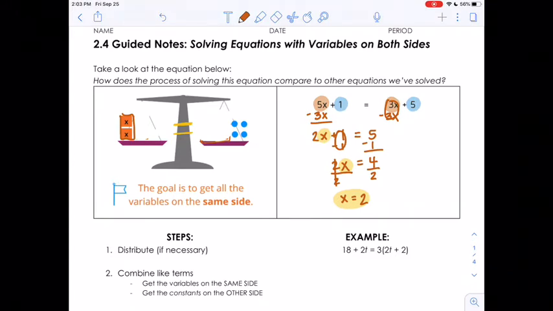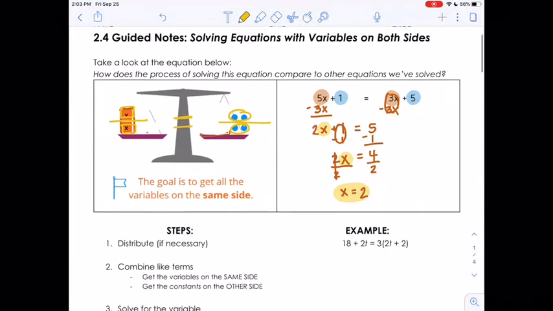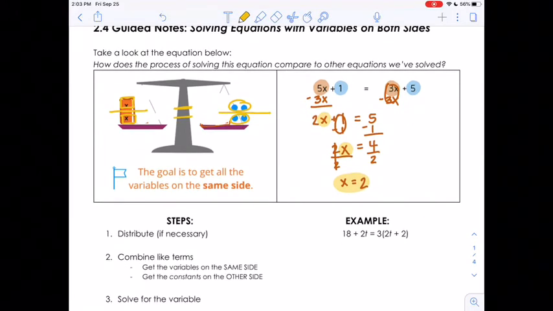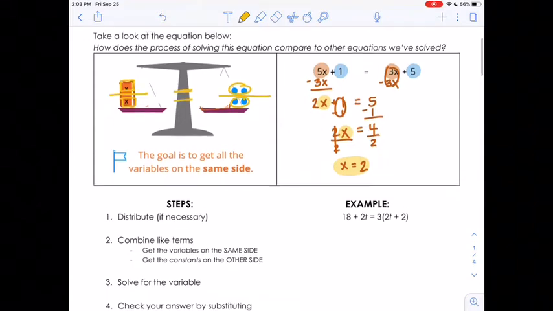So if I split this into 2 groups, then I have 1 and 1. And if I split this into 2 groups, I have 2 and 2. So that is how we get that x equals 2. And we could plug that back into the original and verify that that's correct.